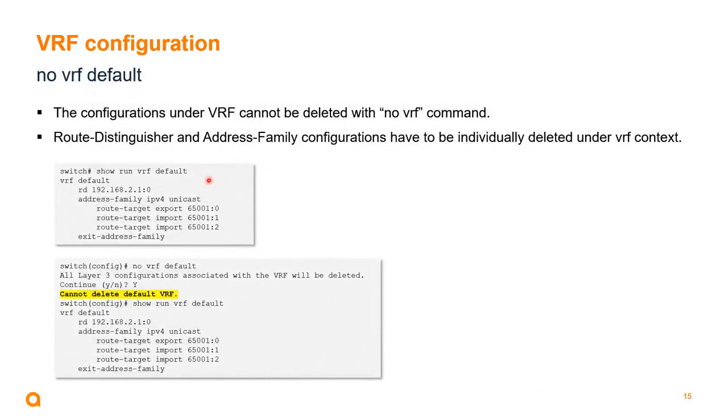When you have to remove the default VRF configuration, you may see that you have the no VRF default command that can be entered in the CLI. You get an error message saying that you cannot delete the default VRF. That is on the physical platform. Pay attention, on the simulator it might be possible. So in order to remove the configuration in the default VRF, you will have to manually, individually remove and delete the route distinguisher and the address family configuration for the route target.